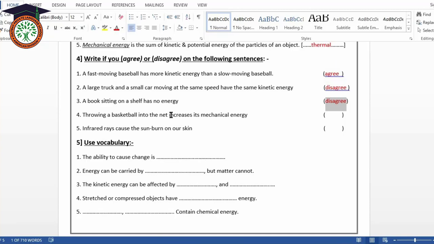Number 4, throwing a basketball into the net increases its mechanical energy. The mechanical energy depends on the kinetic and potential energy. So if you throw it, do you think that you change the kinetic? Yes. So if you change the kinetic, I'm sure that the mechanical also will change and increase. So this is an agree one.